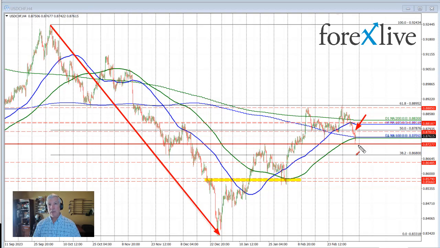And as a risk level on the downside, we need to get to 0.87277 to increase the bearish bias in the dollar versus Swiss. That's my look at that currency pair as we head into the weekend, as we head into the new trading week.